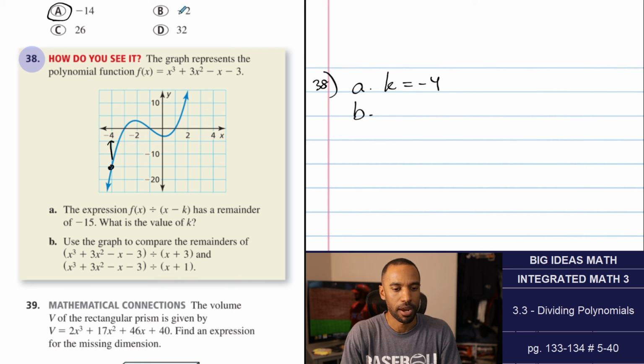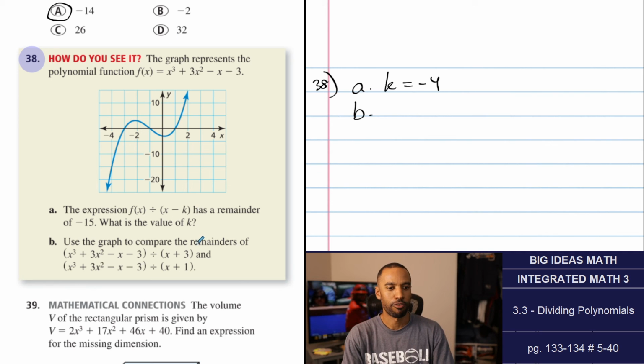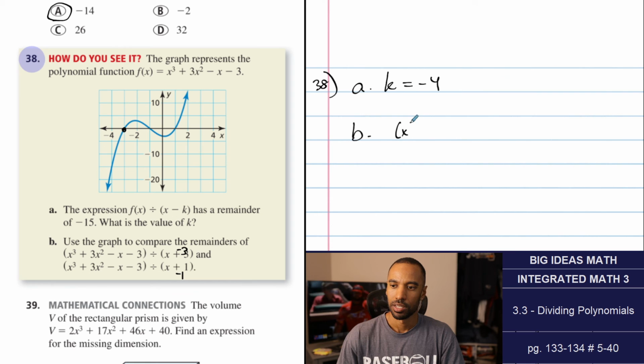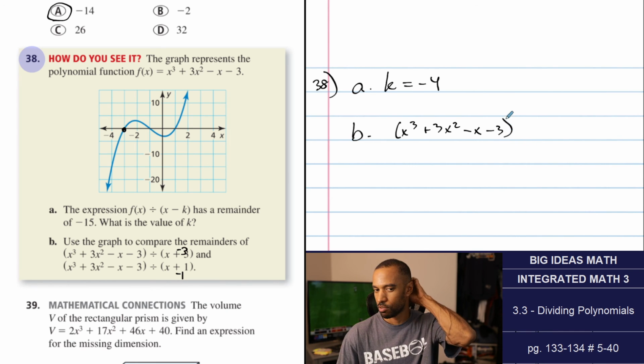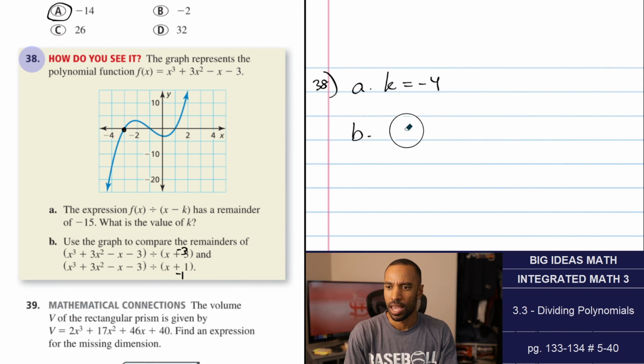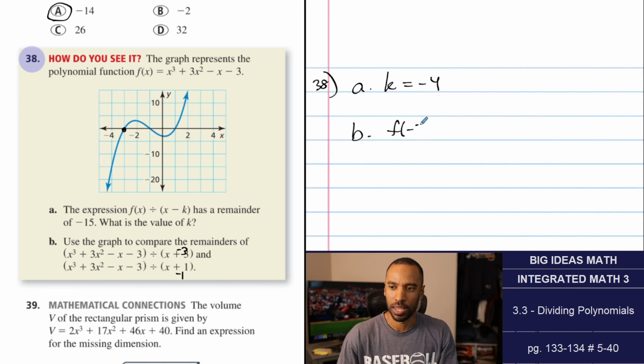Part B, use the graph to compare the remainders of that function divided by x plus 3 and that function divided by x plus 1. Use the graph. So in the graph format, remember, this is with a k value of negative 3, and this is with a k value of negative 1. So with a k value of negative 3, we'd get 0. So if I write that, x cubed plus 3x squared minus x minus 3 divided by, should I say all that? Because my goal isn't to do the whole remainder. Let me just say f of negative 3 equals 0.